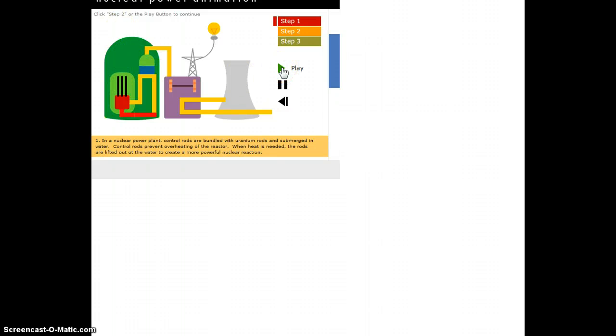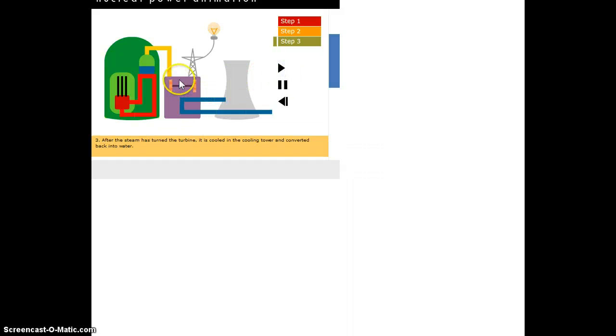So I hit play here, and what's happening is heat from the reactor boils water to make steam. Steam comes down through here, spins the turbine, just like we just talked about. That turbine then, you got hot water here. After steam spins the turbine, it's cooled in the cooling tower and converted back into just plain old water.